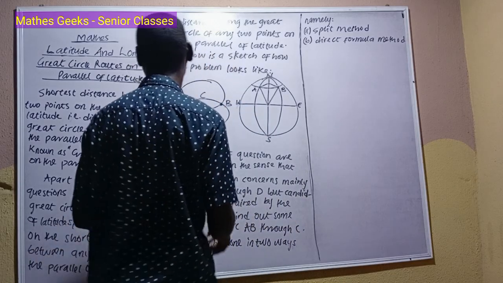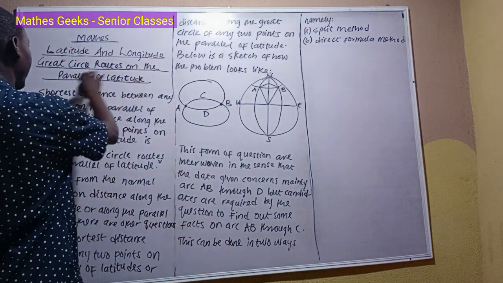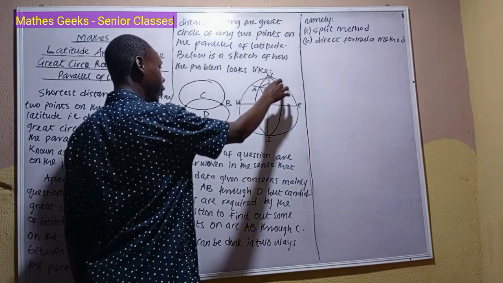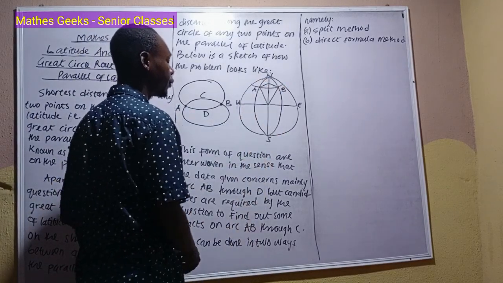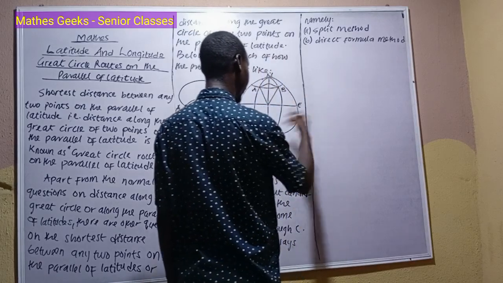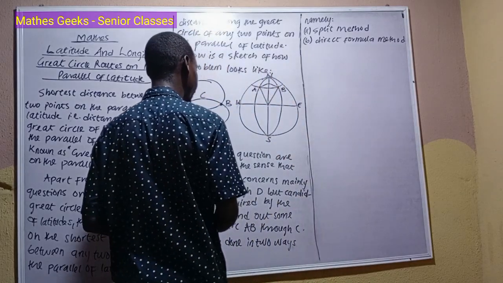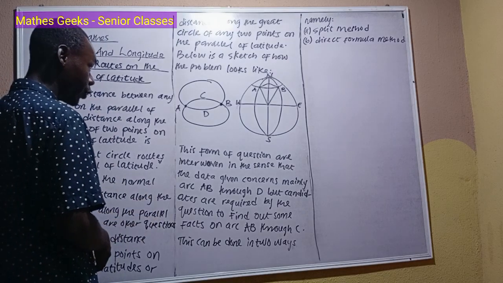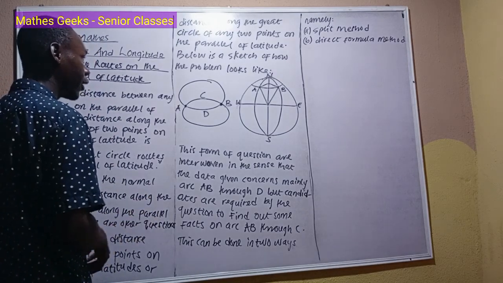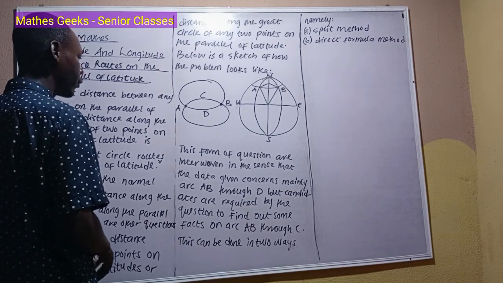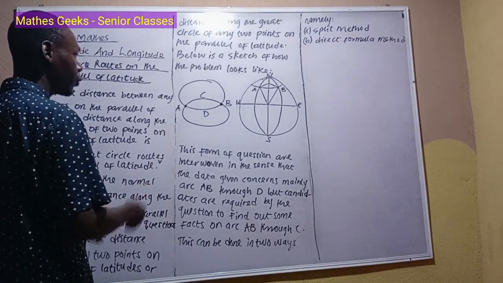So this is what we mean by the great circle route on the parallel of latitude, because usually when 2 points are on the same parallel of latitude, we only use the formula for distances along the parallel of latitude. We don't use the great circle formula. But in a case where these 2 points are on the same parallel of latitude and the question wants us to solve the great circle routes, we use these lessons about how to do that.